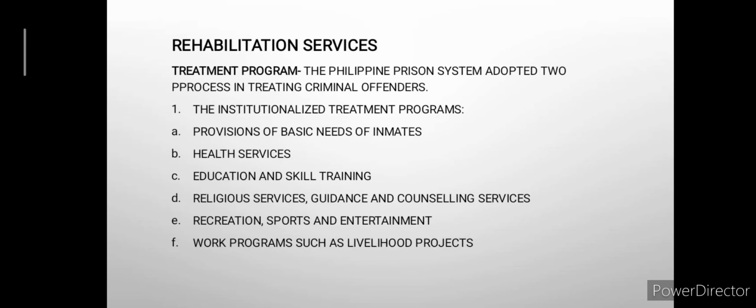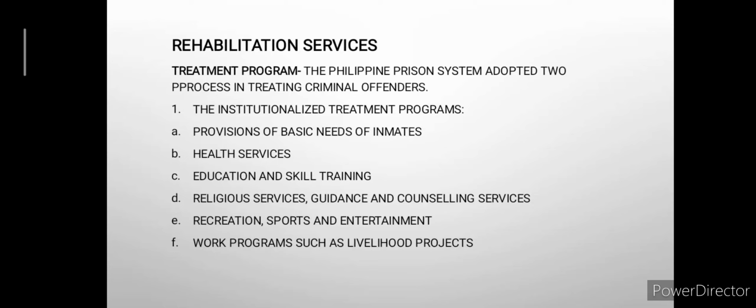And we have here the Rehabilitation Services Treatment Program. The Philippine prison system adopted two approaches in treating criminal offenders. These are the institutional-based treatment programs and the community-based treatment programs. And the treatment of inmates shall be focused on the provision of services designed to encourage them to return to the fold of justice and enhance self-respect, dignity, and self-responsibility. And we have here some of the treatment programs.